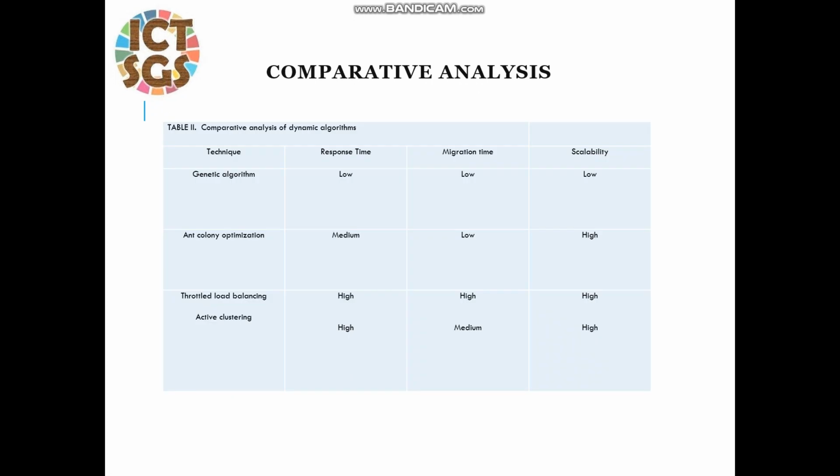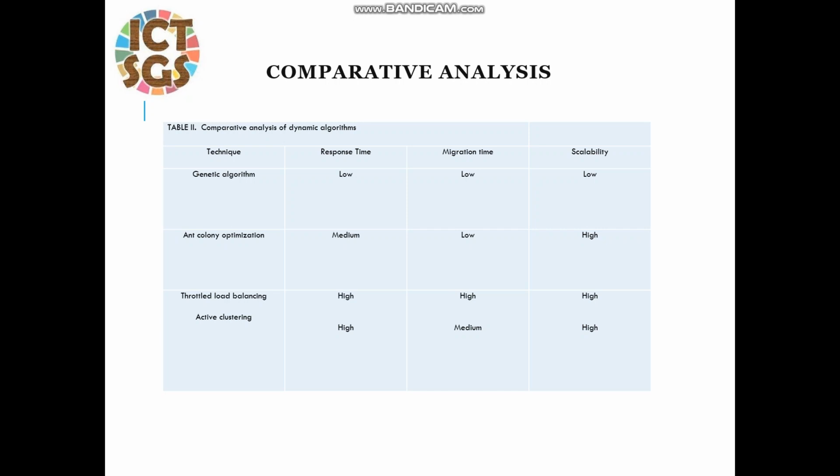And then this is the comparative analysis with respect to the response time, migration time and scalability using different algorithms: genetic algorithm, ant colony optimization, throttle load balancing and active clustering. Through genetic algorithm we could see that the response time is less, the migration time for virtual machines is also less, and scalability is lower.